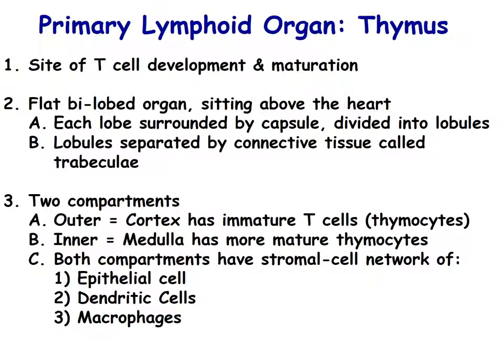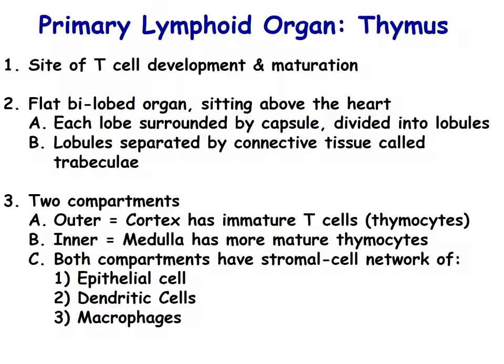The other primary lymphoid organ is, of course, the thymus. It is where T cells develop and mature. It has two lobes. It's just above the heart, and it's surrounded by a capsule, and it has connective tissue separating it. I don't care if you remember all that. It just gives you an idea that it's separated into areas, and different things occur in these different areas within the thymus.